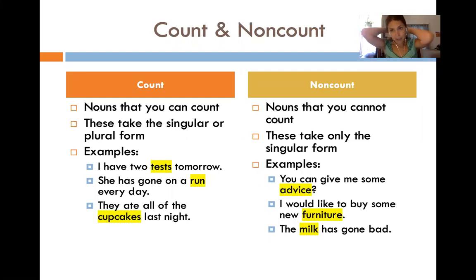And third, the milk has gone bad. Remember, milk is non-count. You cannot say, I will have 3 milks. You'd have to say, I will have 3 glasses of milk. Otherwise, you can't count it because it's liquid. But we can use the with it because the is specific.